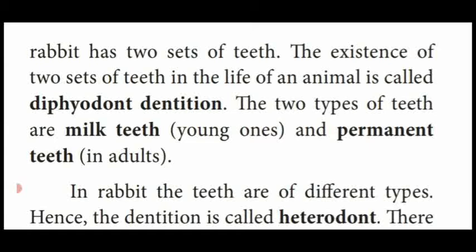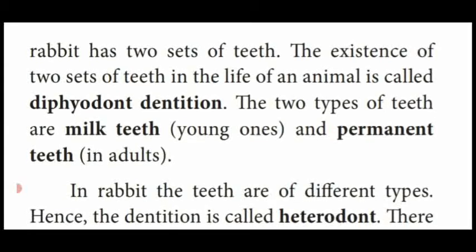Dear students, in our body also, in the mouth, we have an upper jaw and a lower jaw, which consist of teeth arrangement. So in our body also, we have two types of teeth. One is milk teeth, another one is the permanent teeth.